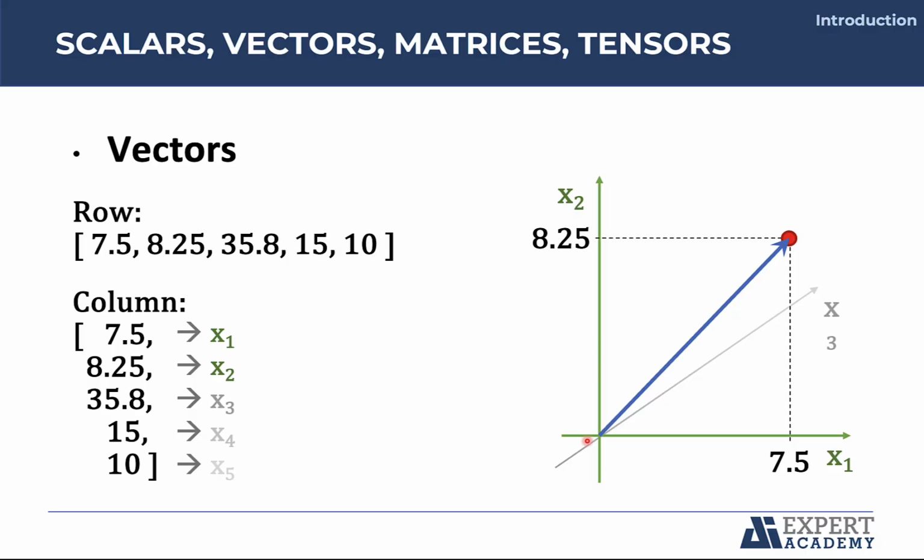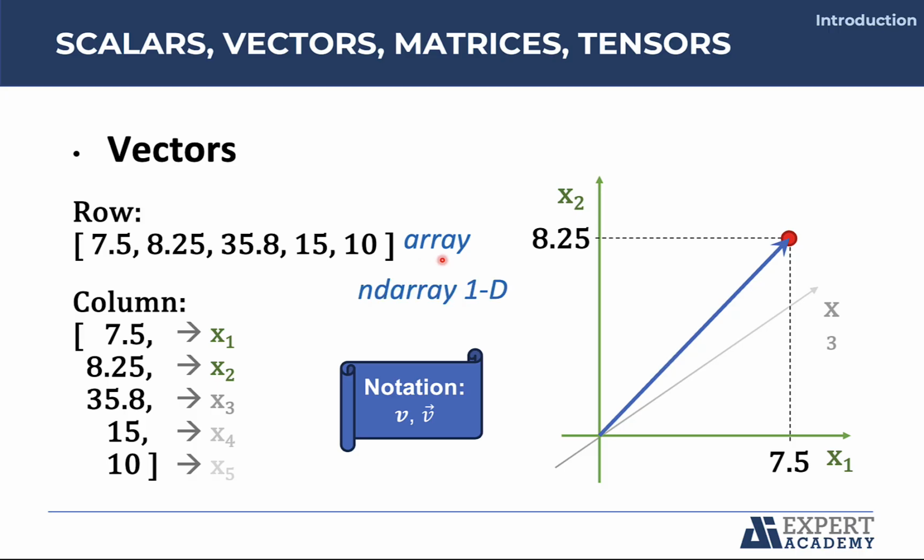In mathematical notation, vectors are usually represented with a lowercase letter in bold or with an arrow. In computation, vectors are represented by arrays. In Python specifically, vectors are usually implemented through the NumPy library as an instance of ndarray 1D. 1D means 1 dimension. Or in other words, a vector is an array of 1 dimension.